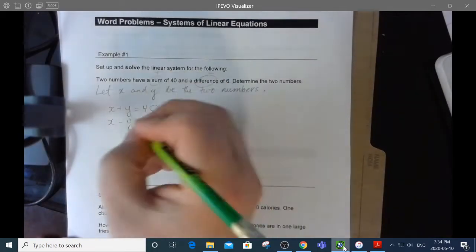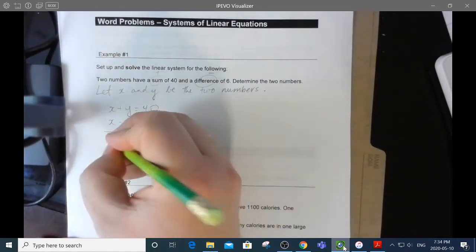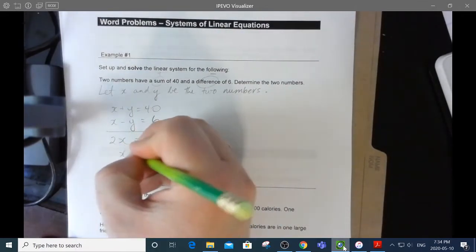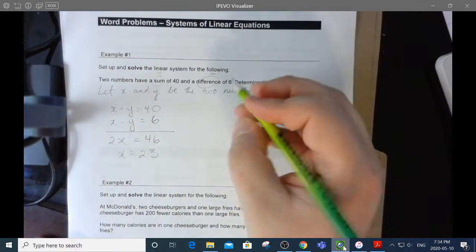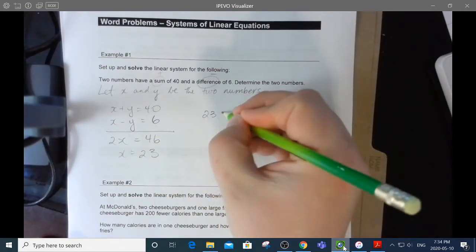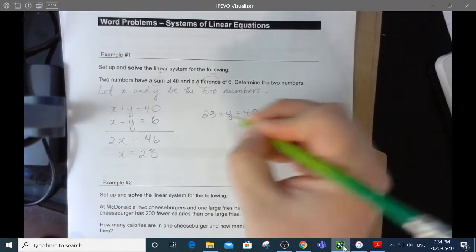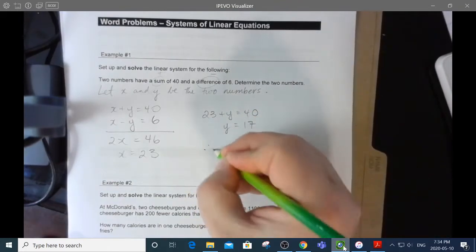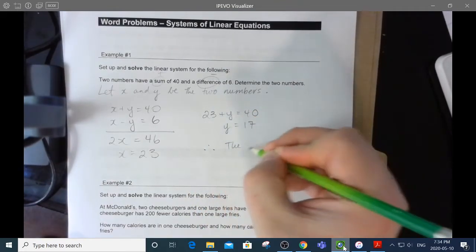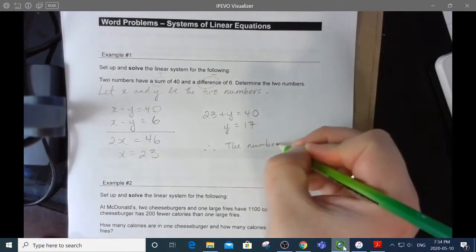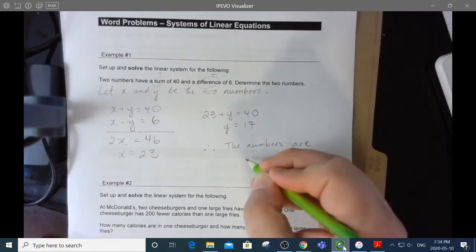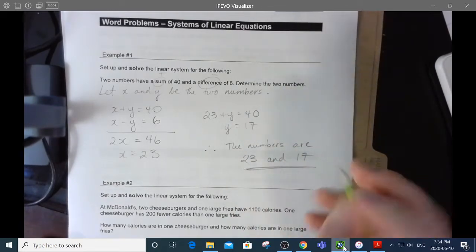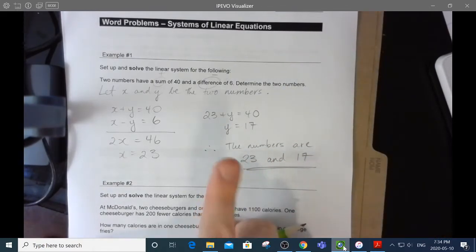And this is totally set up for elimination, because if I add these two equations together, I get 2x equals 46. x is equal to 23. And so if x is 23, 23 plus y is equal to 40. Move the 23 to the other side, and I get 17. Therefore, the numbers are 23 and 17. Yes, this statement has to be part of your answer.